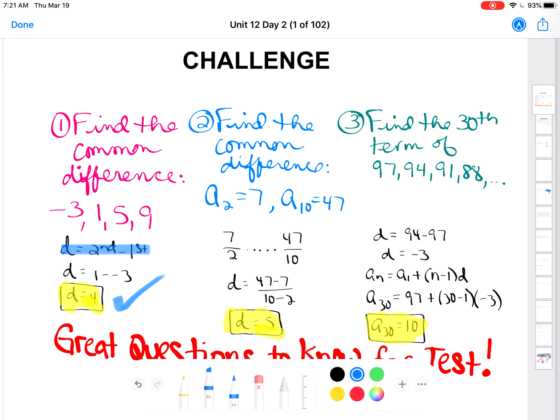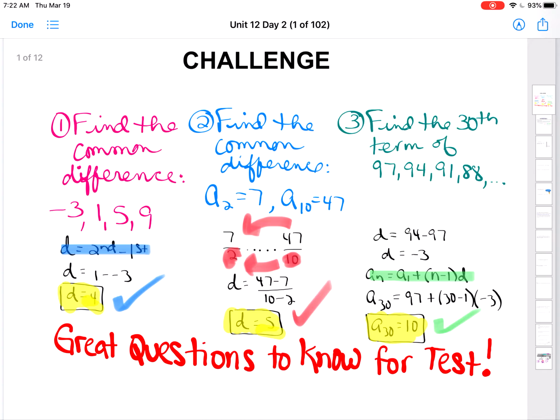The next one, the terms were not right next to one another. You can see that I have the second term and the 10th term. So when they're not right next to one another, we're basically just using the slope formula, and we're going backwards. The term going backwards minus each other, and then you subtract the positions, and we get a common difference of 5. And then we saw that we have this nice explicit formula for an arithmetic sequence that could be used to find any term. And we plugged in the first term, our 30 for n, and our common difference, and we got 10. So those are nice questions to know for when I do give you a test on this.